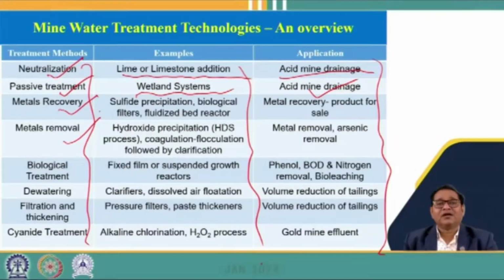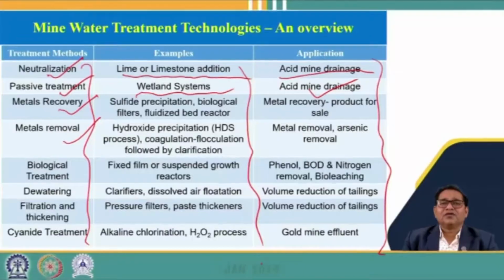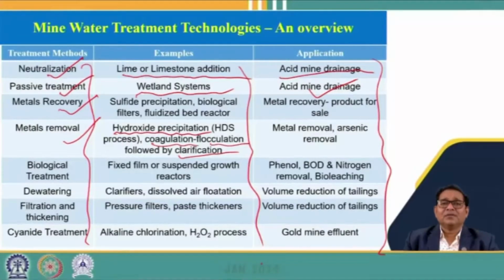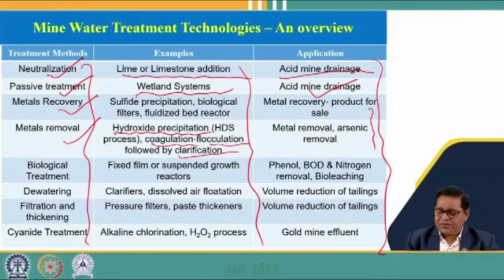There are also a lot of metal contents present in the mine wastewater. The metal recovery process basically involves sulfide precipitation, biological filters and fluidized bed reactors, and after the metal is recovered it is sent for sale. There are also other precipitation processes like the hydroxide precipitation process, which we also call the SDS process, and other chemical treatment systems like coagulation and flocculation followed by sedimentation or clarification of the water, practiced for removal of heavy metals present in the acid mine drainage. After precipitation and recovery, the metals can be sent for sale.